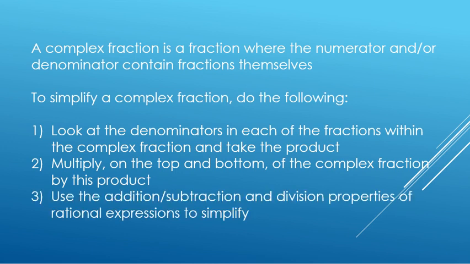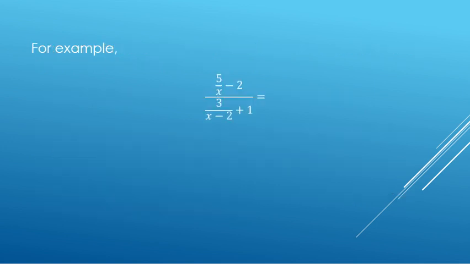And then once you have that all done, use the addition, subtraction, division properties of rational expressions, whatever you have to do in order to simplify that thing out. There's going to be some combining of terms, perhaps some canceling of terms, all that kind of stuff. But here's an example as to how we would use this process that we just went through.